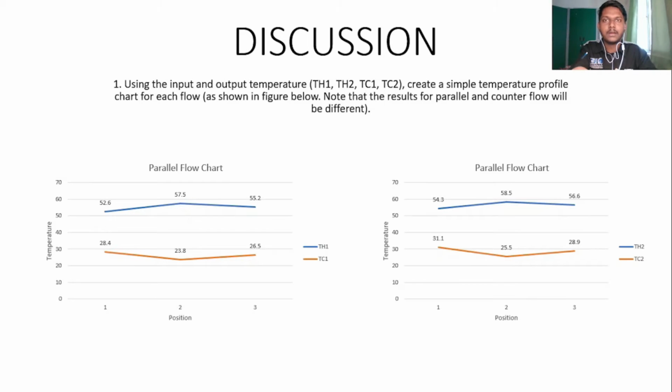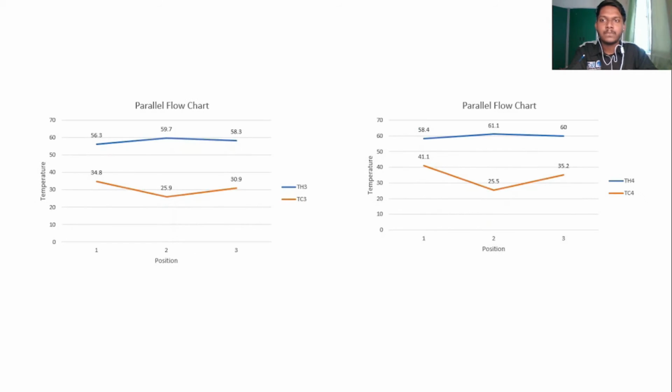We have done 4 graphs for the parallel flow chart and another 4 graphs for the counter flow chart. So this one on my left is test 1, on my right is test 2. On test 1 we've plotted according to the data we recorded. On my left will be test 3, on my right will be test 4.